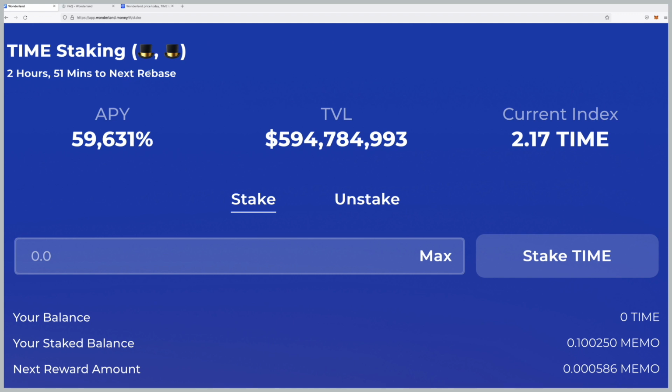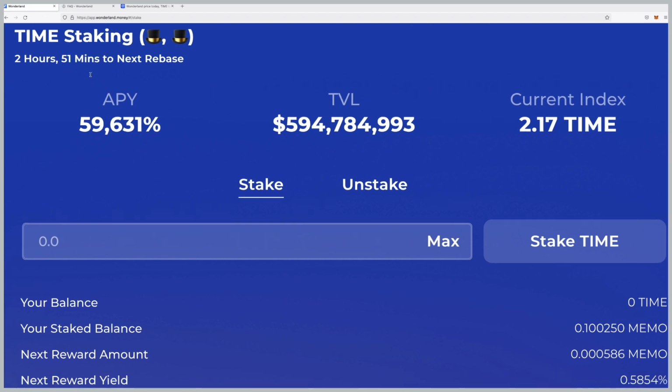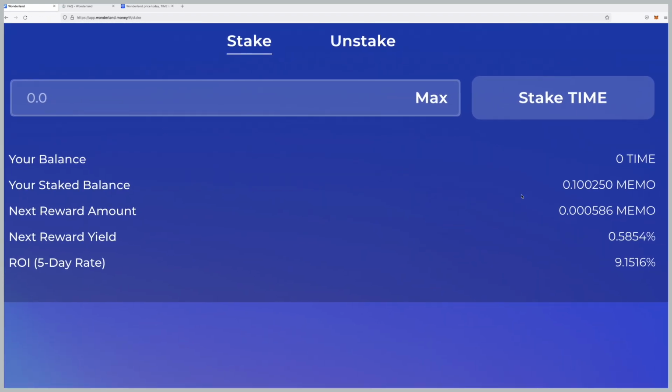What you can see here on the top left is time staking, and the rebase. Every 8 hours our memos, or rewards, are given to us, and that's the rebase. Every 8 hours there's a new rebase, and you can see the next reward amount will be 0.00586. Once the time finishes, it will be added to my staked balance, and I'll be given the percentage on the new staked balance in memo.